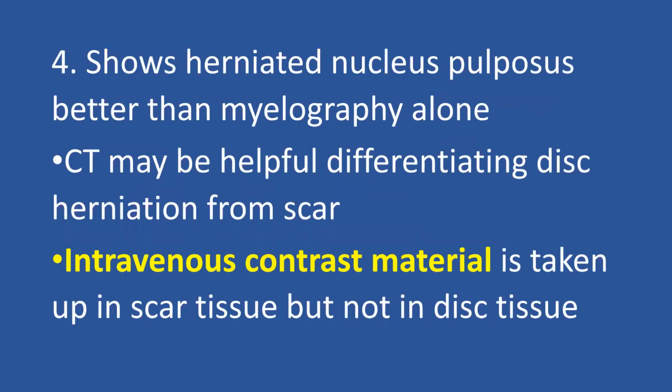It helped us a lot in the past about the nucleus pulposus, better than myelography. Imagine we had to inject to see our discs in the past. With the CT scan, we really did not have to inject unless we were forced to do a combined CT with the myelogram. CT may be helpful in differentiating disc herniation from scar, but you will see that later on, and MRI helps us more. We inject an intravenous contrast material, and this is taken up by the scar.